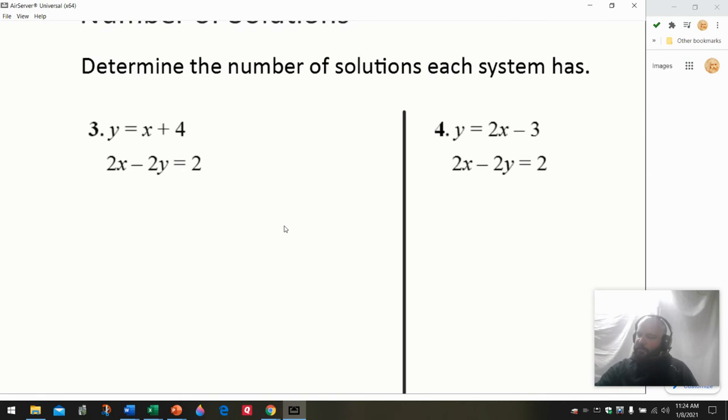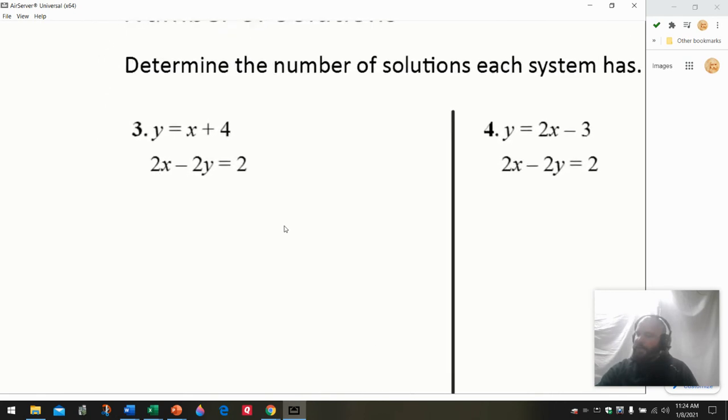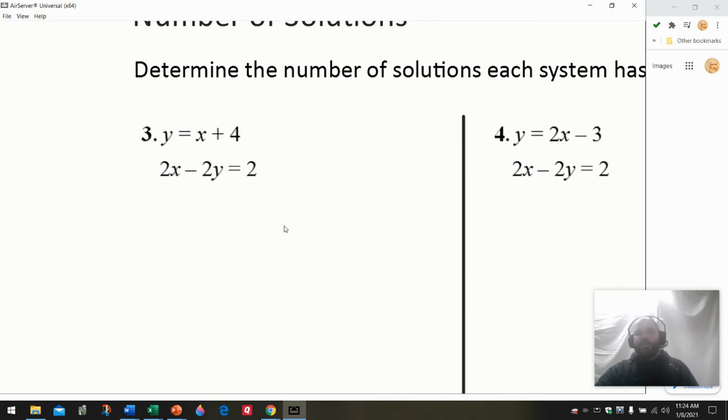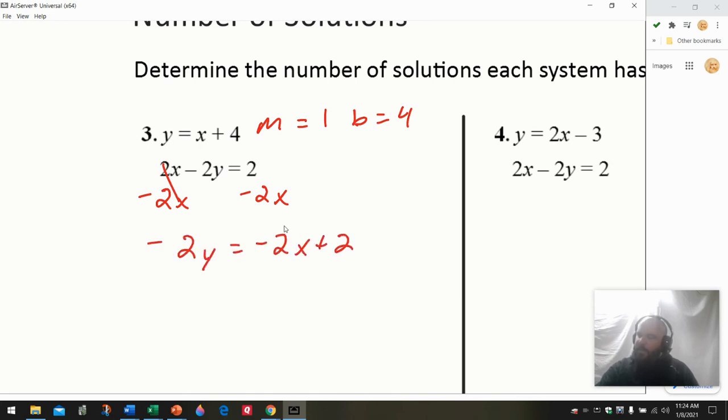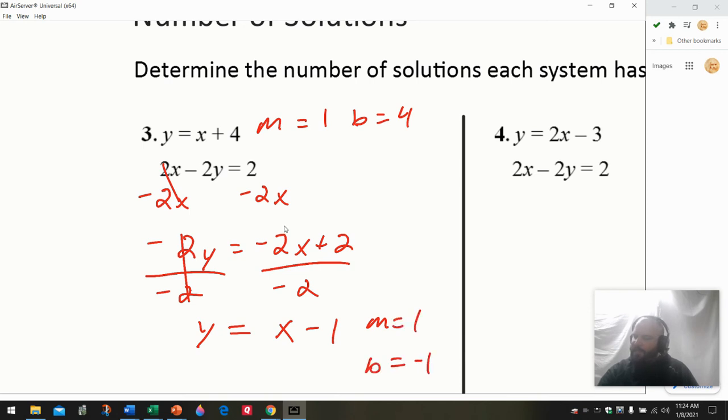So we're going to look at 2 more of these. So this is number of solutions. Determine the number of solutions each system has. So once again, you can see the first equation is in slope-intercept form. So we can write m is 1 and b is 4. In this second one, we need to get it into slope-intercept form to figure out what the m and the b are. We're going to do that by subtracting 2x from both sides. And then I'm going to divide by -2, like that, and I get y equals 1x minus 1. So in this one, m is 1, b is -1.